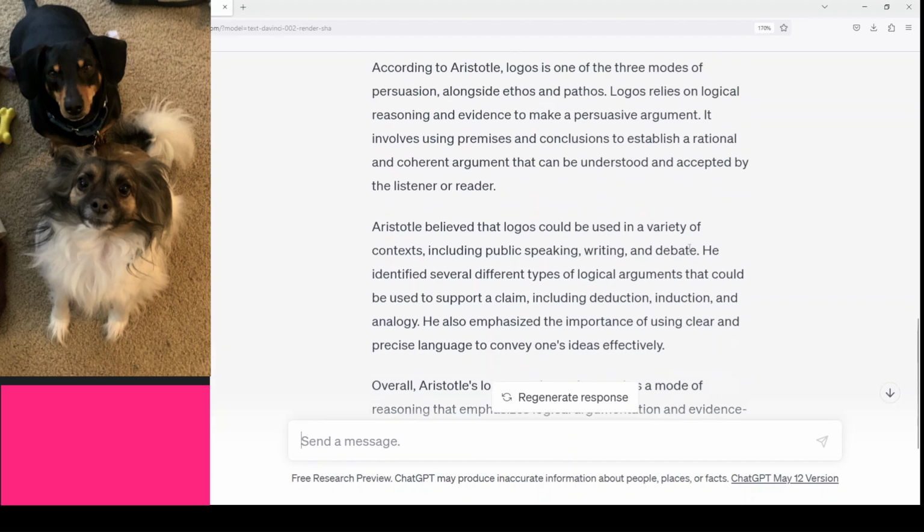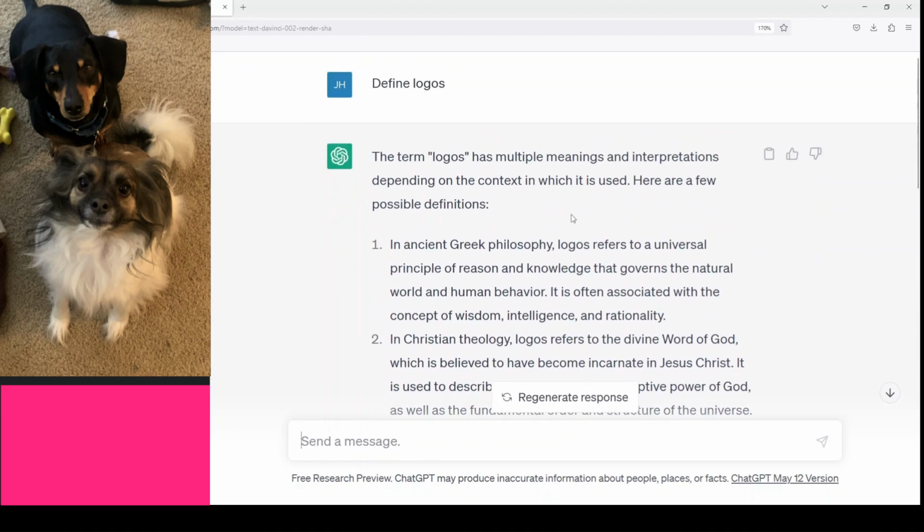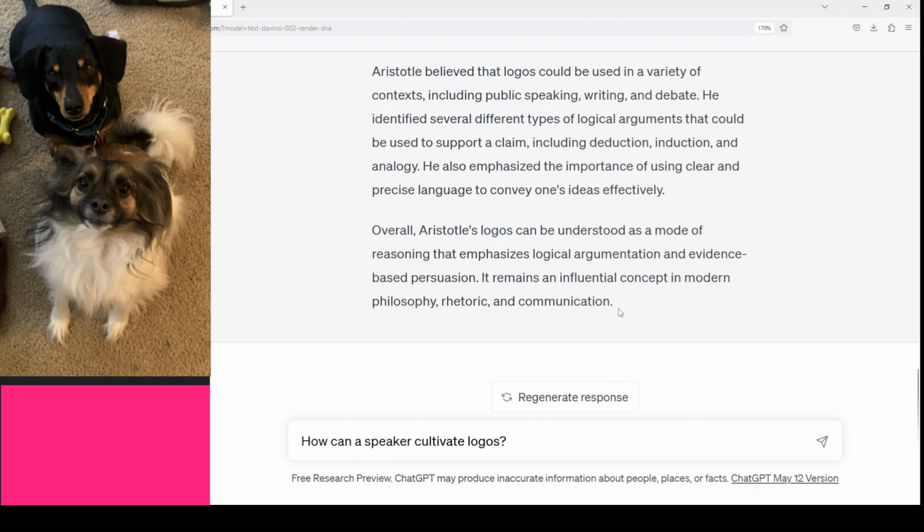And so I think here, if you were to identify Aristotle's logos, you'd be a little bit less confused than if you had just said logos. All right, so let's see if ChatGPT can give us some advice about how to cultivate logos.